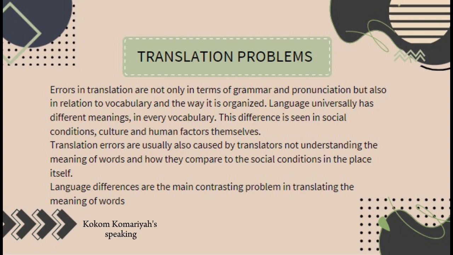Language universally has divergent meaning in every vocabulary. This difference is seen in social condition, culture, and human factors themselves. Translation errors are usually also caused by translators not understanding the meaning of words and how they compare to the social condition in the place itself. Language differences are the main contrasting problem in translating the meaning of a word.